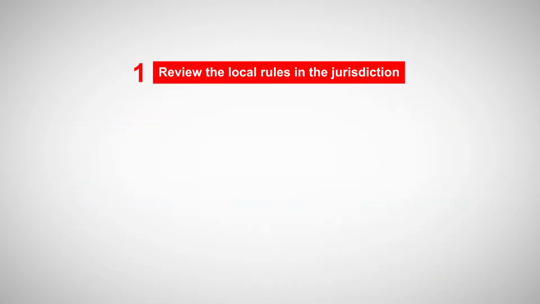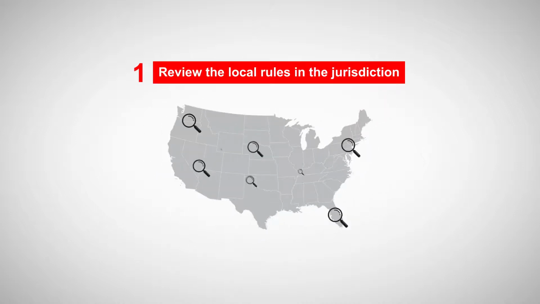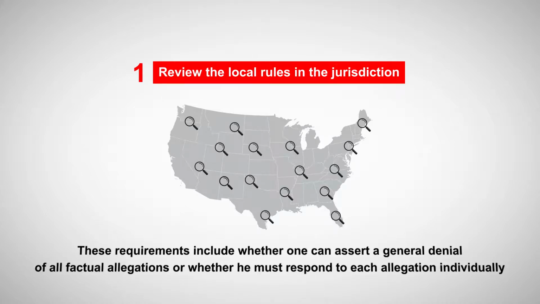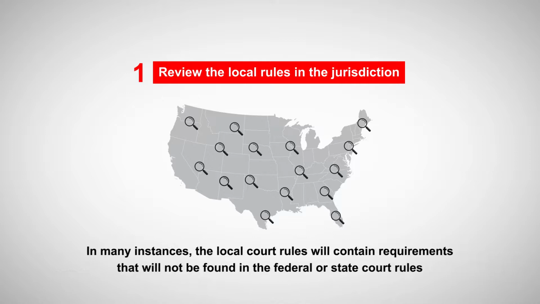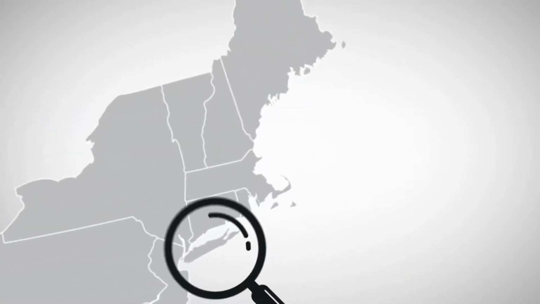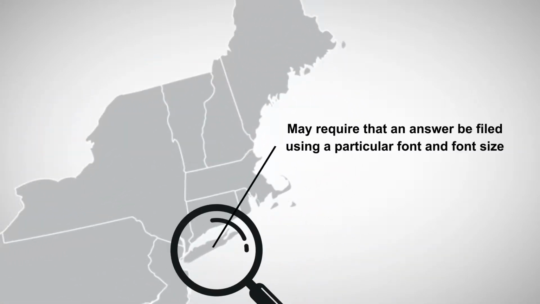Number 1. Review the local rules in the jurisdiction. The local rules may contain additional requirements that govern the filing of an answer. These requirements may include whether one can assert a general denial of all factual allegations, or whether he must respond to each allegation individually. In many instances, the local court rules will contain requirements that will not necessarily be found in the federal or state court rules. For example, a judge in the Eastern District of New York may require that an answer be filed using a particular font and font size.